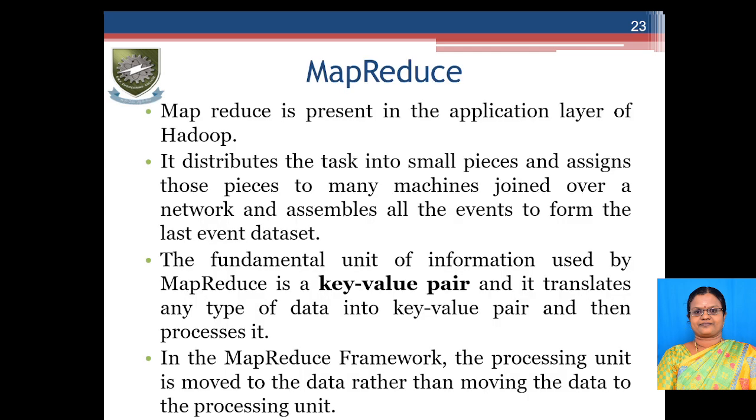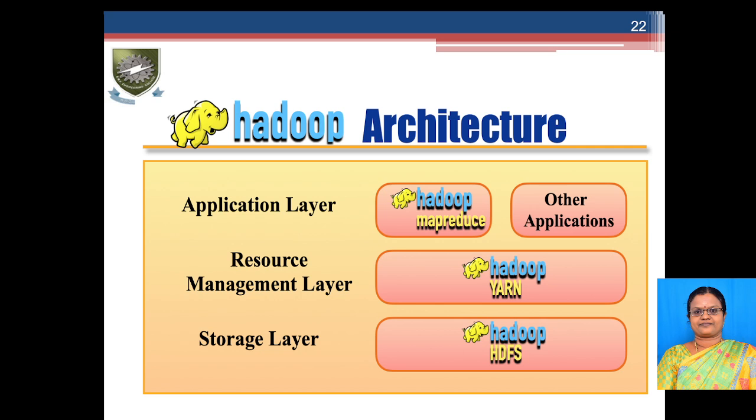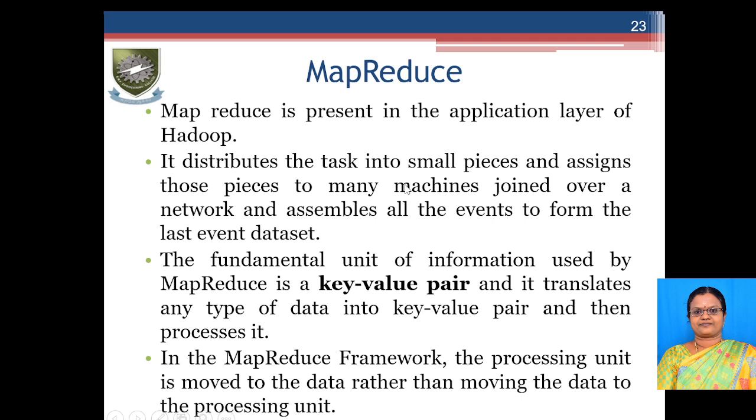So MapReduce, as we saw in this picture, is available at the application layer level. It distributes the data into small pieces and assigns these pieces to many machines. Like as we know, it is master slave. So one common work is distributed into many sub works, and it is provided to many slaves. So that's what is mentioned in the second point. It distributes the data into small pieces and assigns those pieces to many machines, and at the end it is joined over a network and assembles all the events to form the final data set.